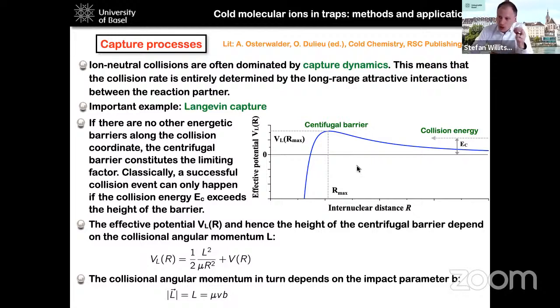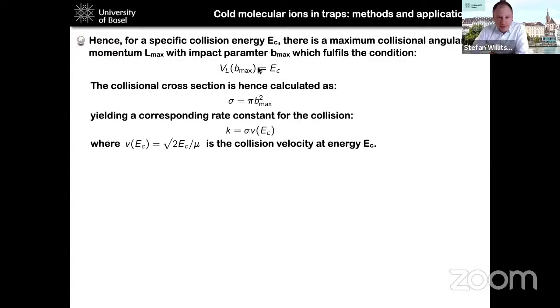So for a collision to be successful, meaning that the two particles can come close to one another, they have to surmount the centrifugal barrier. This means that the collision energy with which the two particles come in needs to be high enough so that they can surmount the centrifugal barrier and come to close interparticle distances, where the collision really happens. So for this to happen, we have this condition.